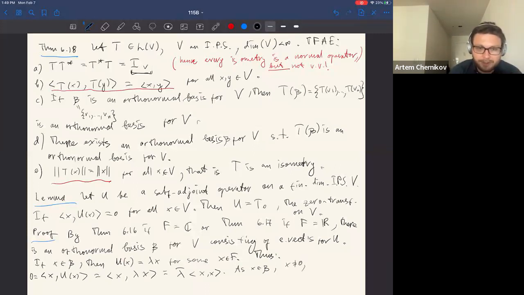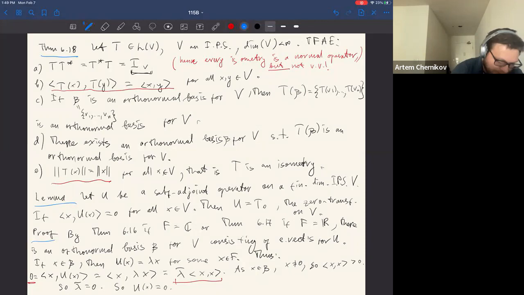So the inner product of X with itself must be greater than 0, because it is positive for any non-zero vector. Then this equality tells us that lambda bar is equal to 0, because here we have 0, and here we have lambda bar times something which is positive. So the only way this can happen is when lambda bar is 0. But then U of X in fact is equal to 0, because it is equal to lambda times X, and we just determined that lambda is 0.